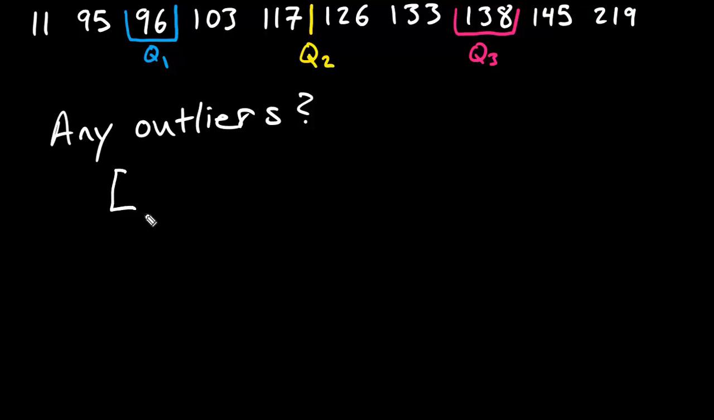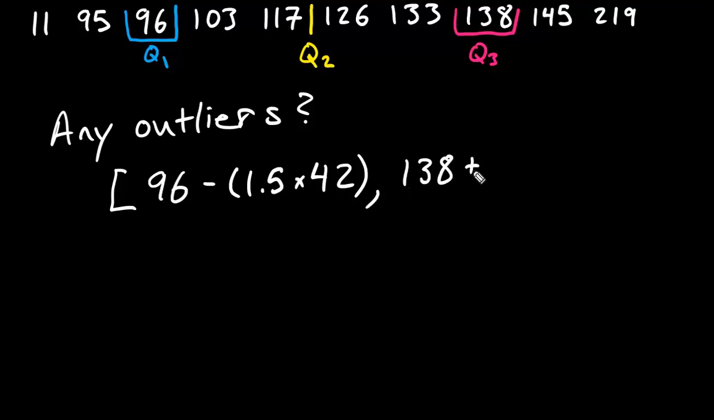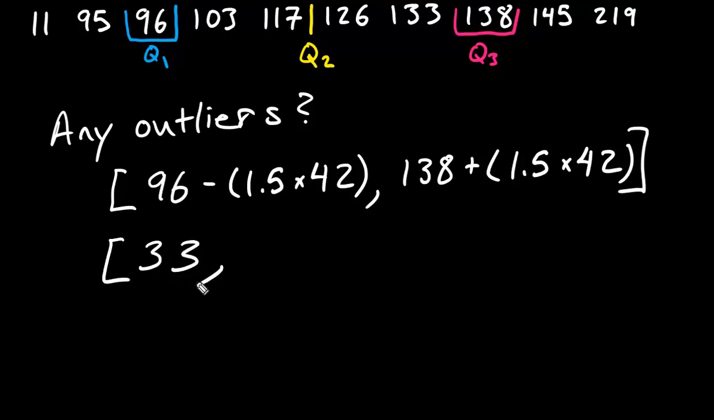Our lower boundary is Q1, so 96 minus 1.5 times the IQR, which was 42. And our upper boundary is Q3, 138, plus 1.5 times the IQR, which of course, as we just said, was 42. Once we punch those into our calculator, we get a lower boundary of 33 and an upper boundary of 201.